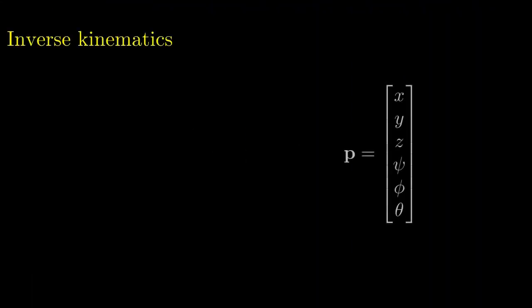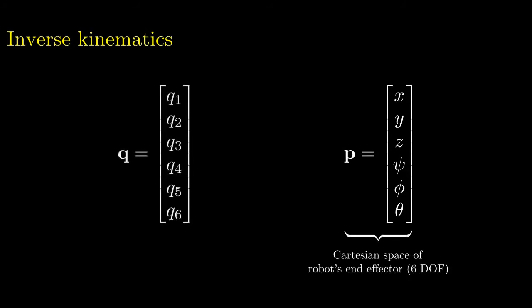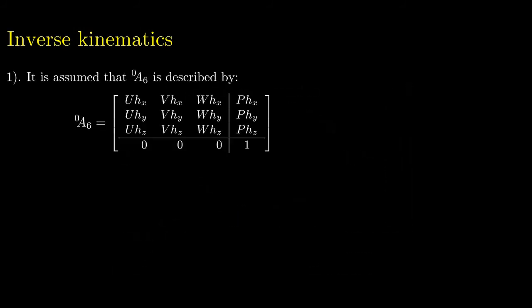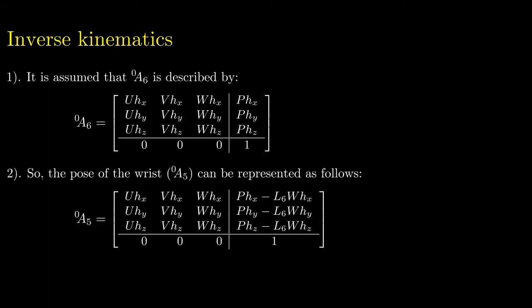Now, inverse kinematics is the opposite case of the previous forward kinematics. Here, it is fundamental to know the position and orientation of the effector to then calculate the rotation angle of each joint. So, in order to determine the inverse kinematics of this robot, firstly, the pose of the effector is assigned and described by the following transformation matrix A0 to 6. Then, the pose of the wrist A0 to 5 can be represented as the second matrix shows.